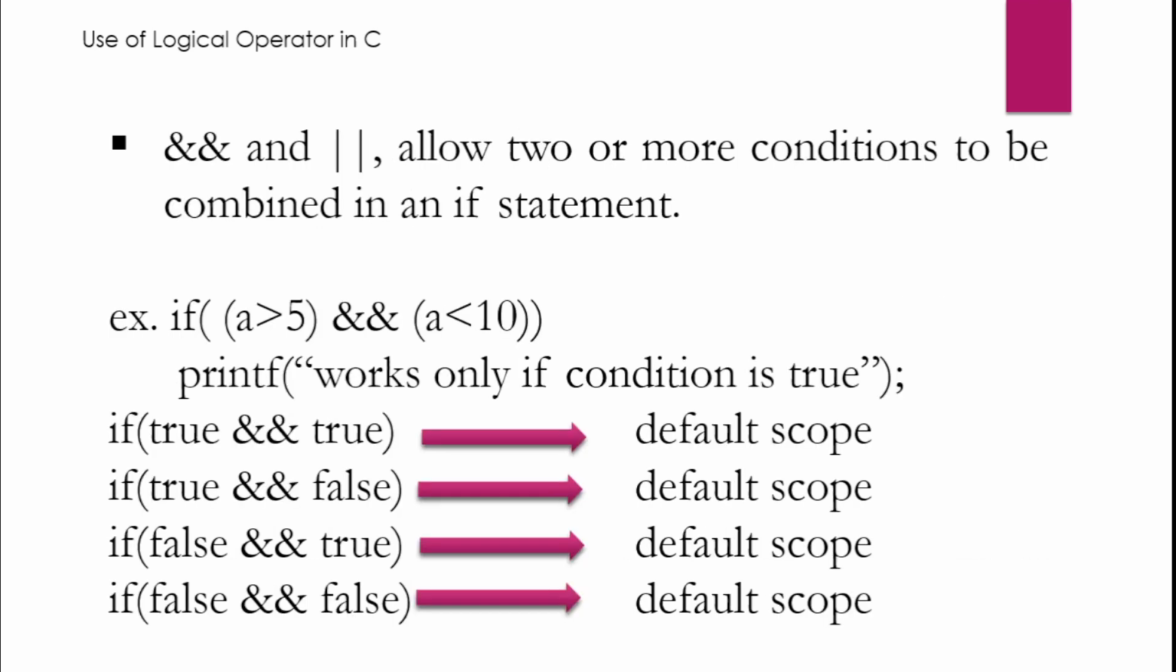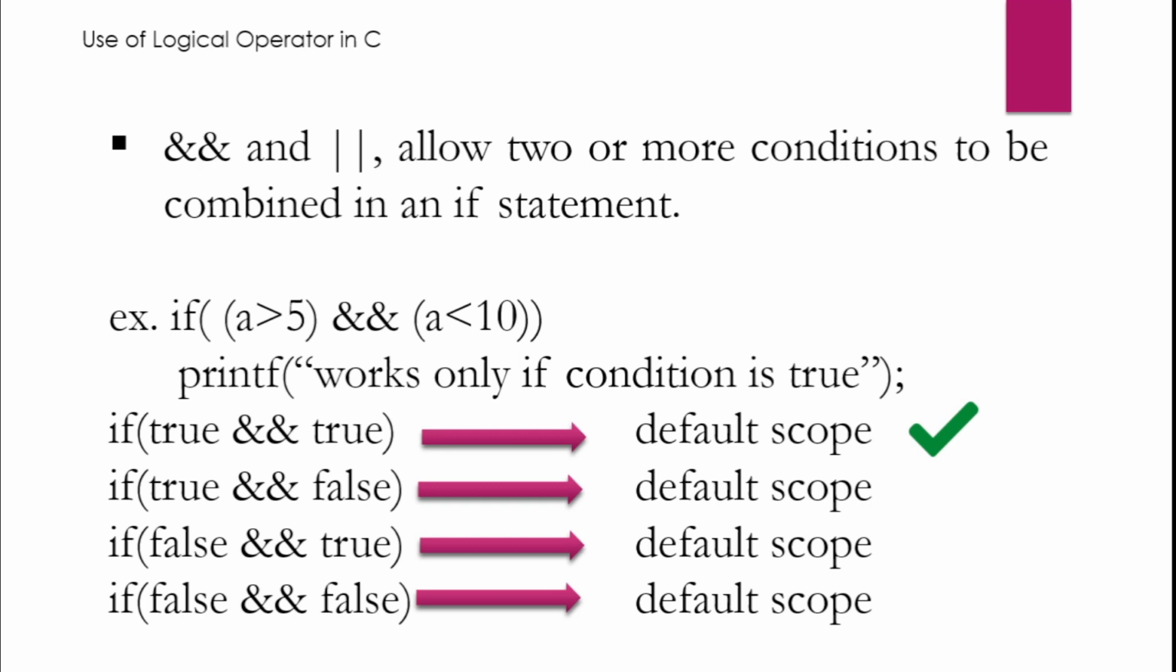Logical AND and logical OR allow two or more conditions to be combined in an if statement. Look at an example: the first condition a greater than 5, logical AND, second condition a less than 10. If the user enters a number between 5 and 10, then both conditions will be true. If both conditions are true, the default scope will be the next printf statement. It will print only if the condition is true.